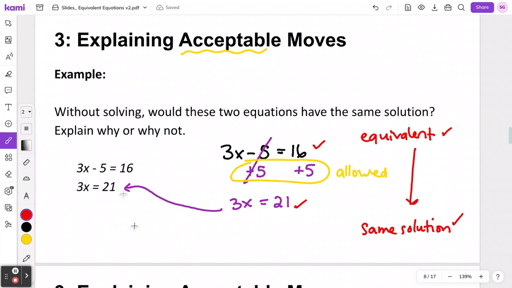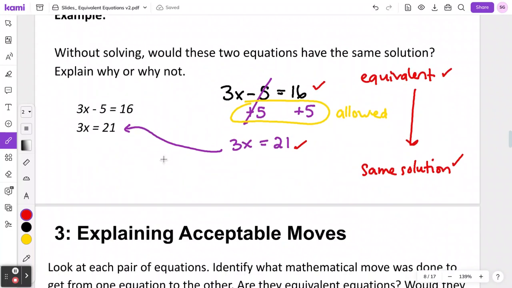So I've got a couple more pairs of equations like this where this is what we're going to be doing. We're identifying, are they equivalent? Do they have the same solution?